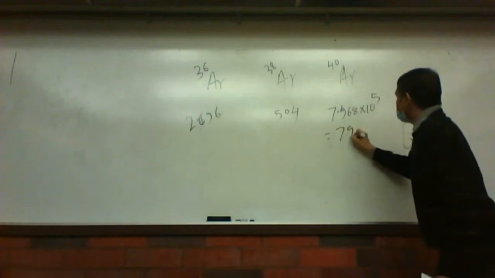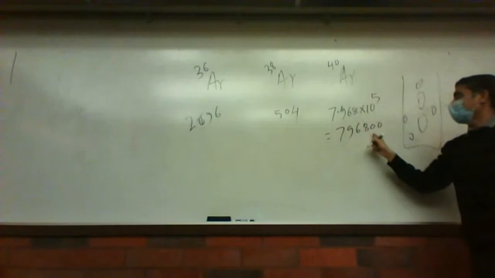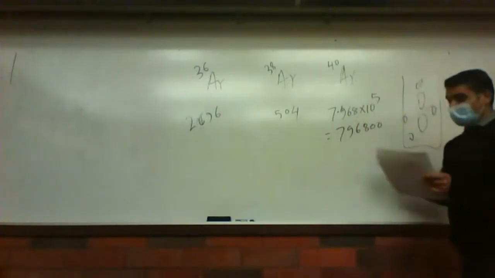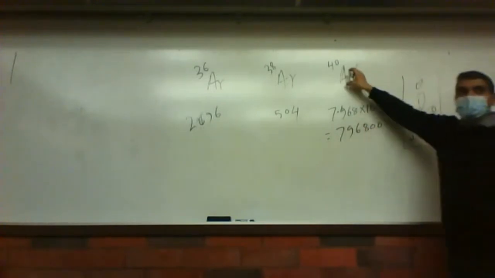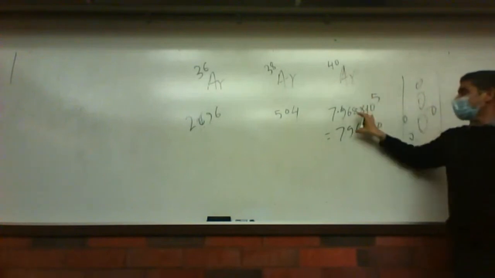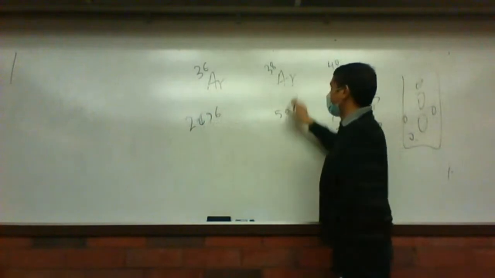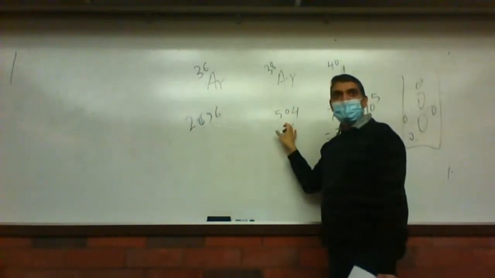So this is 796,800. If you multiply by 10 to the power 5, you get this number. So that many argon 40. This is the most abundant isotope in nature. So a lot of this, but this one is a small amount. This is almost non-existent. Very, very small amount, right?